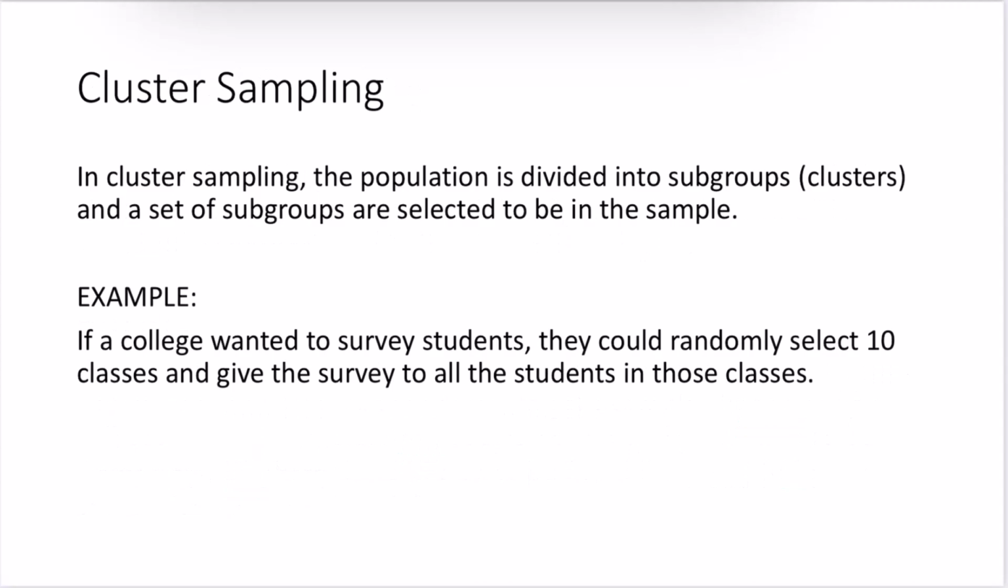Another type of sampling is called cluster sampling. In cluster sampling, you split the population up into subgroups, which are called clusters, and then you choose a set of subgroups to be selected in the sample.